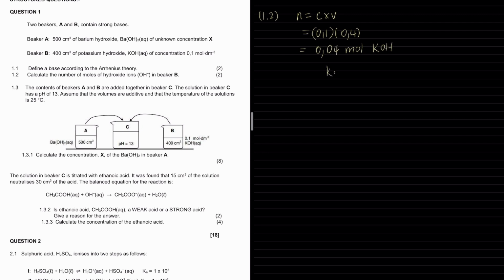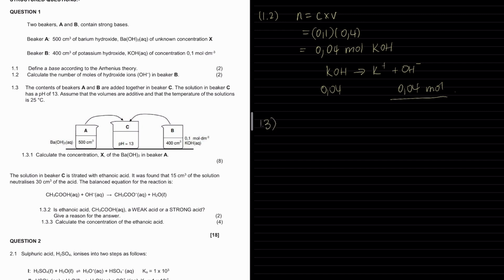So we've got to look at the KOH and look at how it breaks. So you're going to get K plus and OH minus. Now, it's clear in this reaction that everything is in the ratio 1 to 1. So if this is 0.04, then this will be 0.04. And so that is our answer.